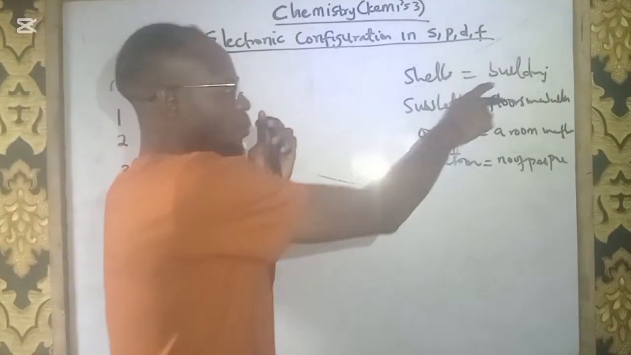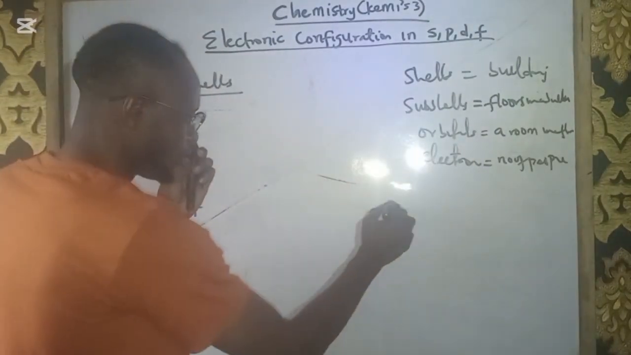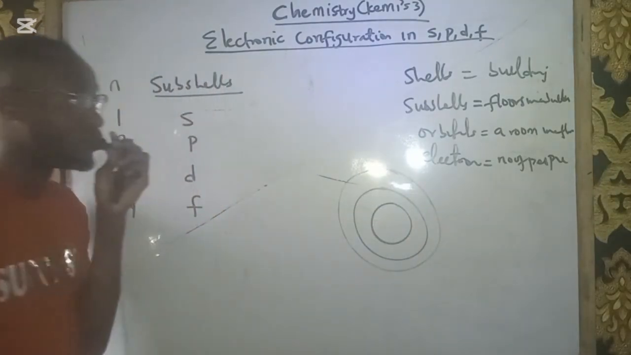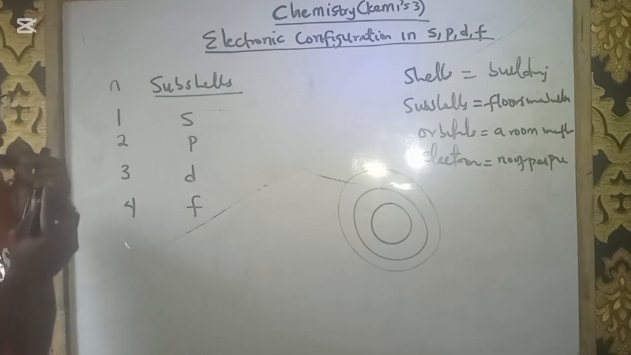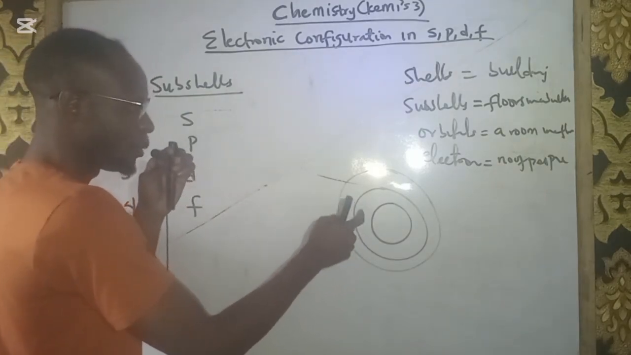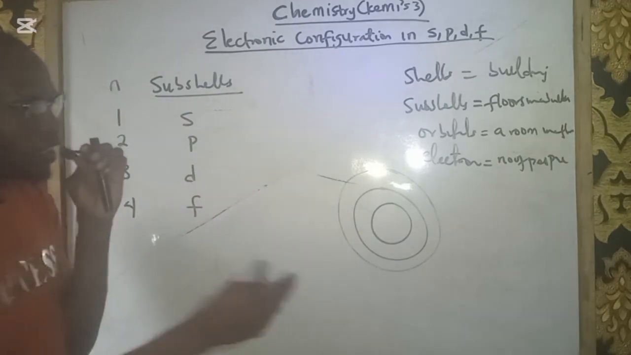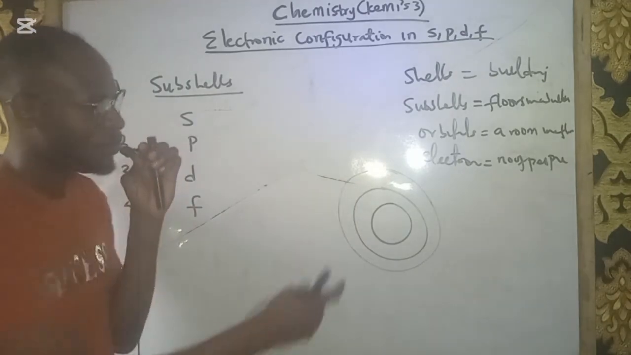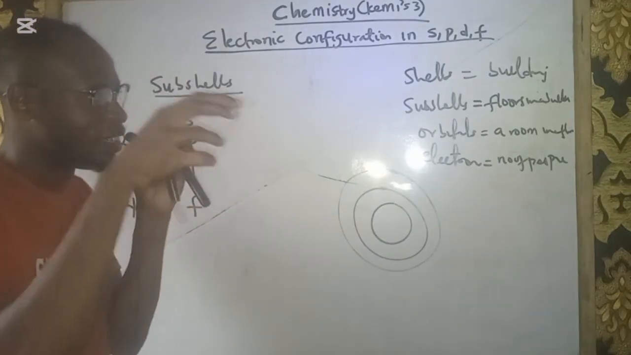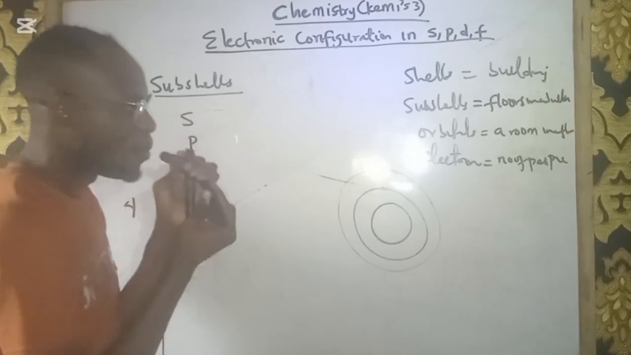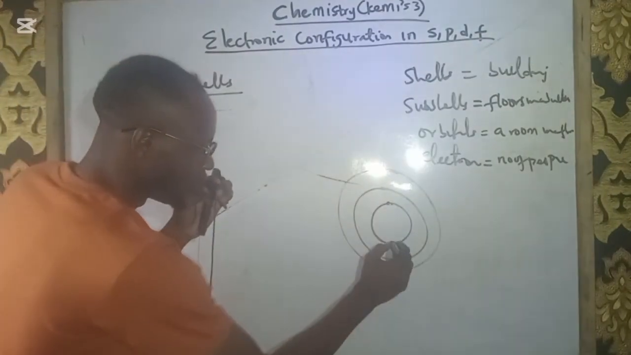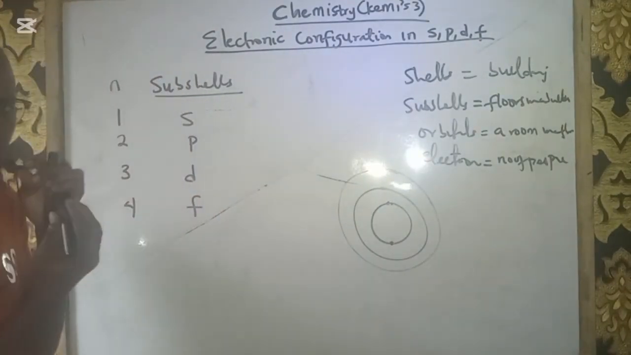Now, a shell is a building. This is the building. Follow me. Do you understand what I'm saying? Subshells, how many subshells do we have here? 1, 2, 3. That means S, P, D. That's what they call subshells, the floors. We have 3 floors: S, P, D. Orbitals are rooms in a floor. How many rooms do we have here? We have 2. Do you understand?